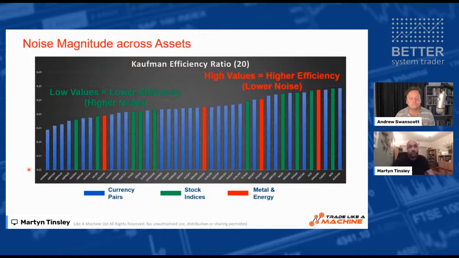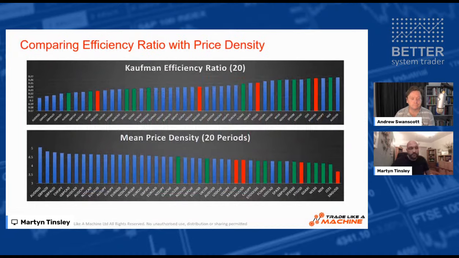Now, the efficiency ratio is just one way of measuring noise. There are others, and another one that I've put quite a bit of effort into recently in my research and development is something called the price density. With price density, this doesn't measure efficiency, this measures noise directly. And so that's why these two charts are the opposite way around. One's going up and one's coming down, but these are still ranked in the same order. On the right-hand side of both of these charts, these are the least noisy, and on the left-hand side, these are the most noisy. It's just that the underlying calculation behind them means you have to interpret them in a different way.